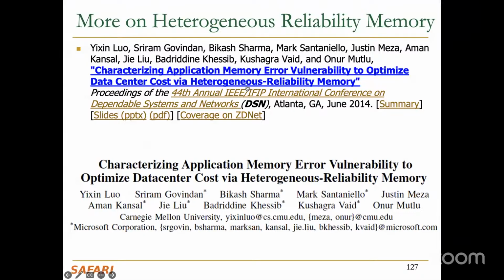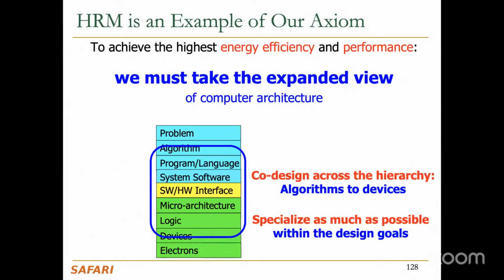These types of ideas are really important to both evaluate and develop. When we developed this idea, this was a relatively new thing, and I think there's more to be done in this area. This is really an example of our axiom that we covered. This is really taking the expanded view of computer architecture. How do you classify the data? How do you figure out its error tolerance? Clearly, people need to be involved in it, because there are semantic characteristics that may not be possible to discover without humans in the loop.